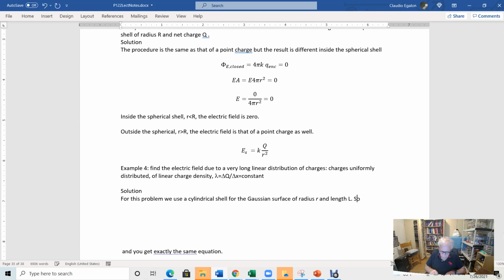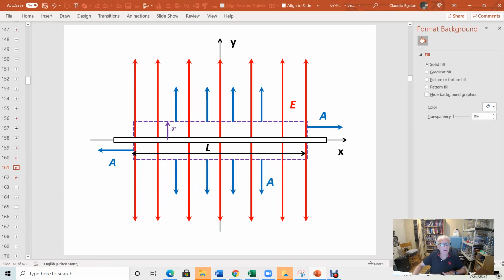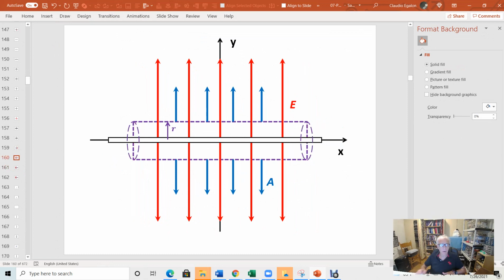So we have three surfaces. The side cylindrical surface and the two planar caps at the end of the cylinder. Okay, let's see it again. The cylindrical surface right in here, that's one surface, and then those two caps here at the end. Those are three surfaces.